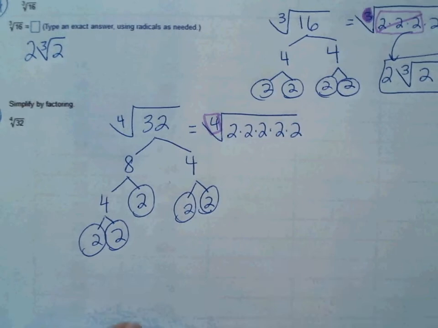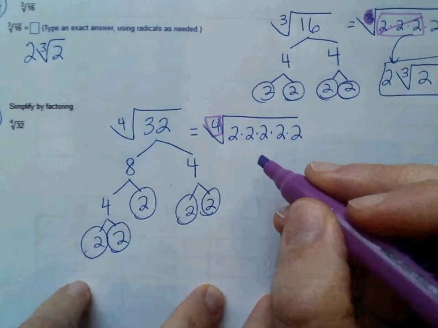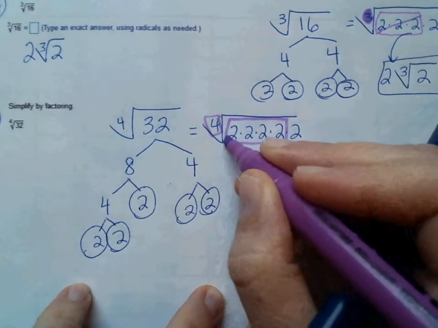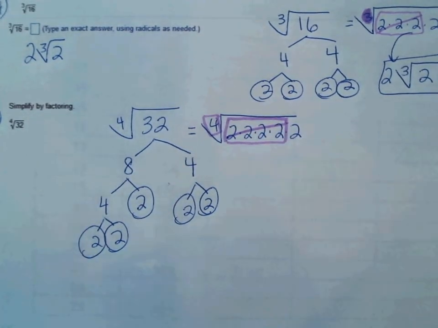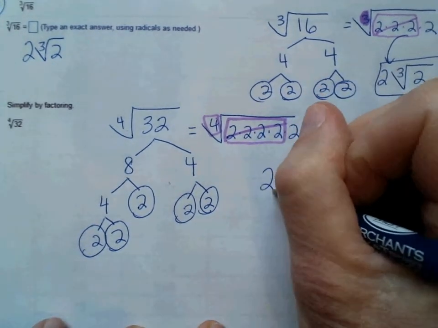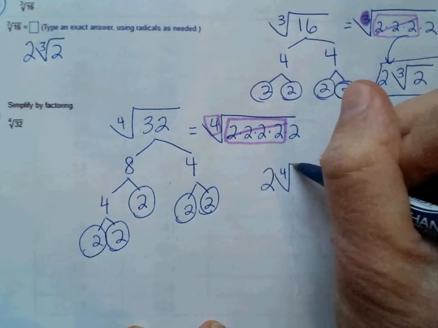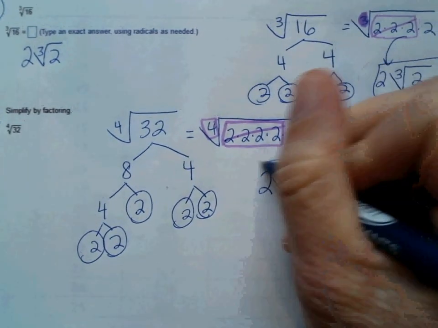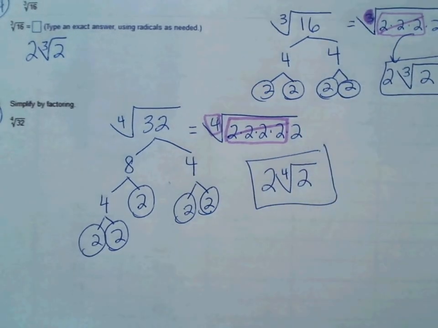All right, now we're back to this. We need the 4th root of 32. So we need 4 of a kind. 1, 2, 3, 4. Mark them all off. That means one 2 gets to go out in front. Then it's 4th root of 2 because that's what's left. Okay, that would be your final answer. I'm going to stop the video. Email me if you have questions.